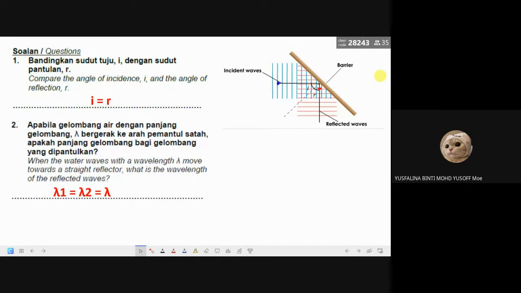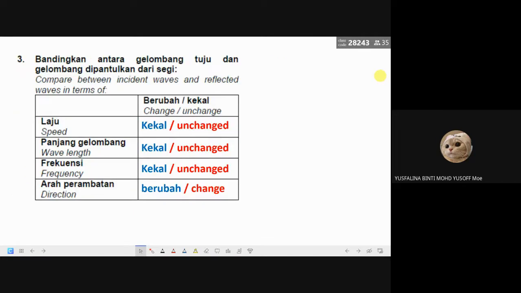For the next question, they ask you to compare the angle. So again, I must be equal to R. That is the law of reflection. The incident angle must be the same as the reflection angle. And number two, it says here, when the water wave with wavelength lambda moves towards a straight reflector, what is the wavelength of the reflected wave? The wavelength must be the same, because we know V, F, lambda are not changed during the reflection of wave. The only thing that changes is the direction of propagation. This is the one that we discussed just now. All unchanged except the direction.